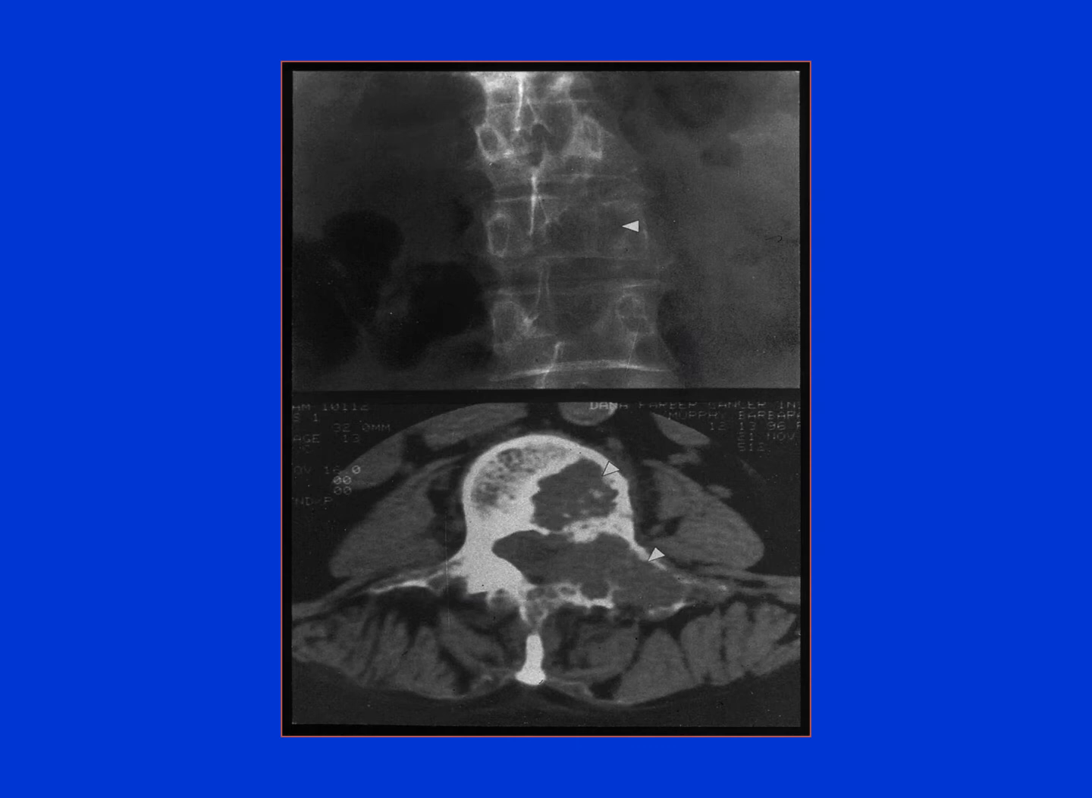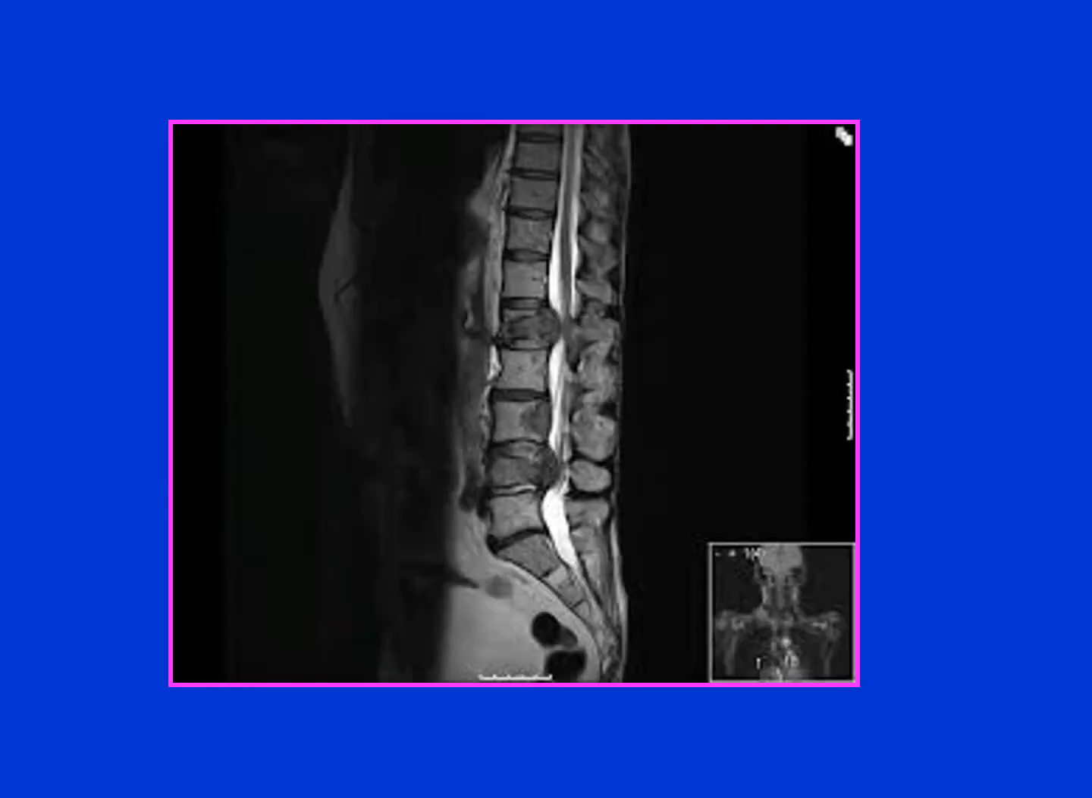This can be seen on plain films, which we seldom do anymore, where you have missing facet joints. You can see where that little tiny arrow is. There's supposed to be a round white thing, which is a facet joint, and you can't see it there. The picture below shows a CT scan, which shows involvement of both the lateral element and the vertebral body and compression of the cord.